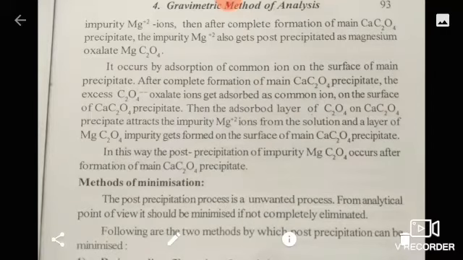Then this calcium oxalate ion attracts the impurity which is in contact with the precipitate, that is Mg2+, and the formation of the magnesium oxalate precipitate takes place. That is, incorporation of the magnesium oxalate, that is magnesium impurity, into the precipitate takes place.